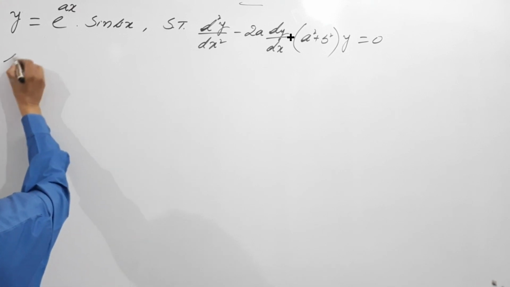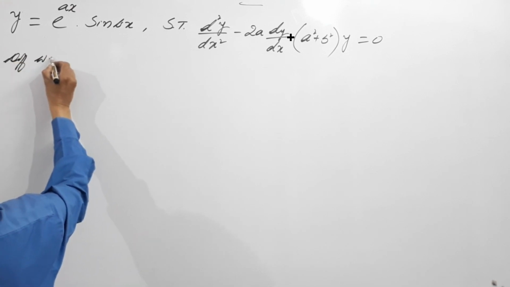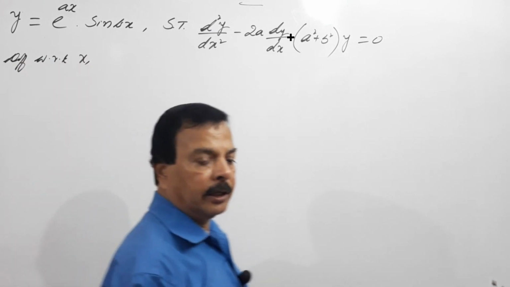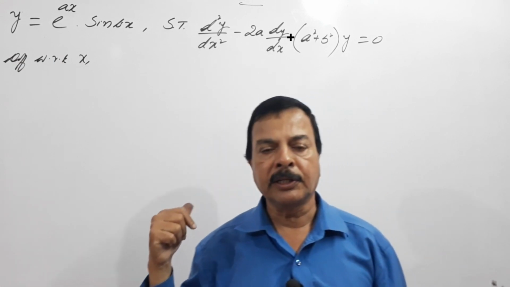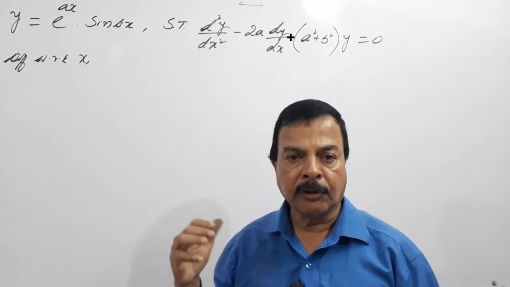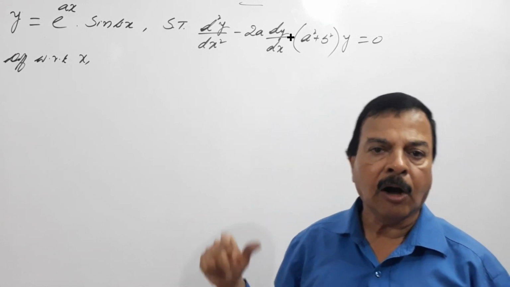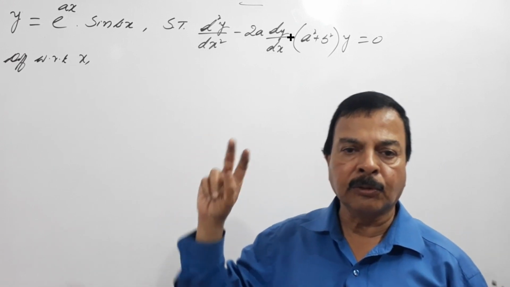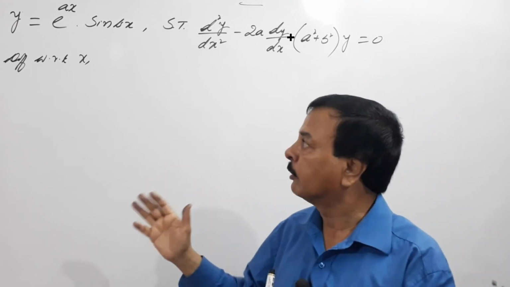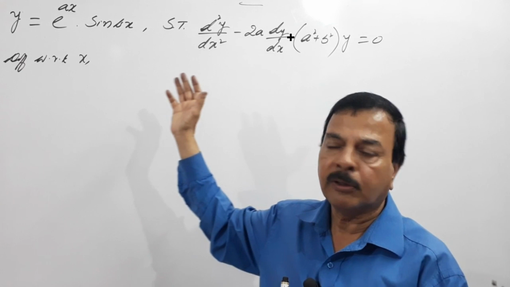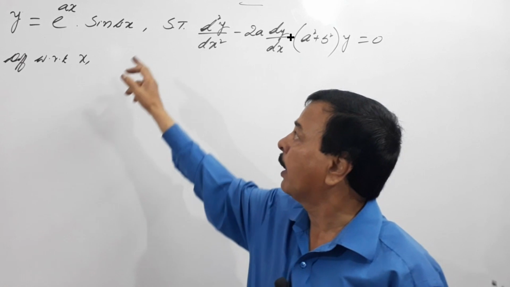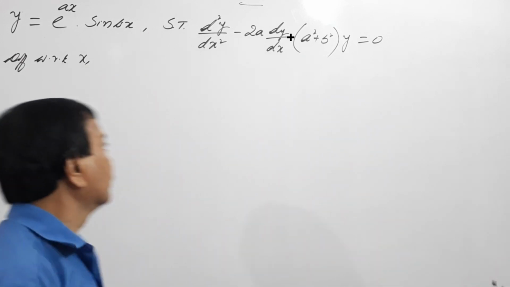So differentiating with respect to x. See here, why I am writing with respect to x. In the previous class, class number 26-27, we used parametric functions, differentiating with respect to theta or t, because we had two functions, x equals so much and y equals so much. That concept is not here. We have a straightforward question, y equals e to the power of ax into sin bx. So here we are going to differentiate only with respect to x. Done.